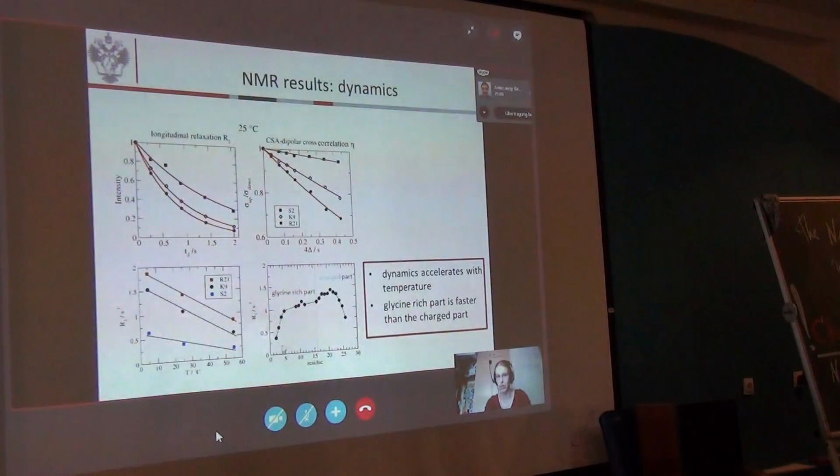In this last picture on this slide, we see the relaxation rate as a function of the residue. We can determine the relaxation rates almost for all residues in the sequence, and we can distinguish 2 parts. The glycine-rich part moves faster and has thus a smaller relaxation rate than the charged part.